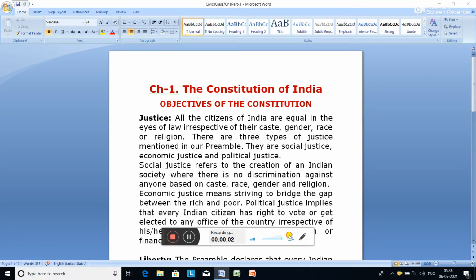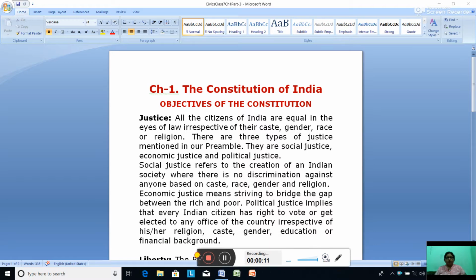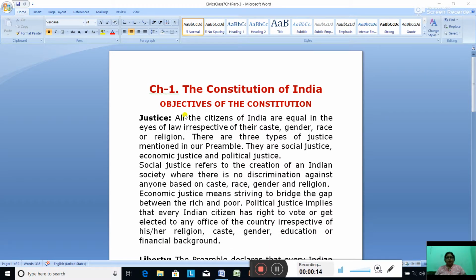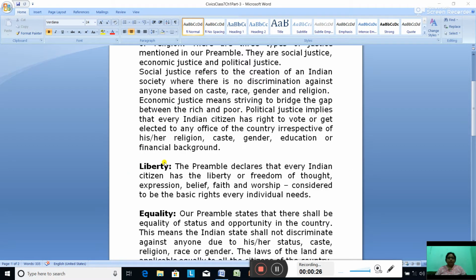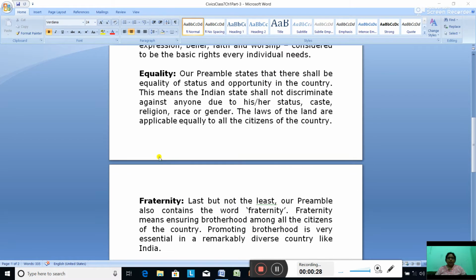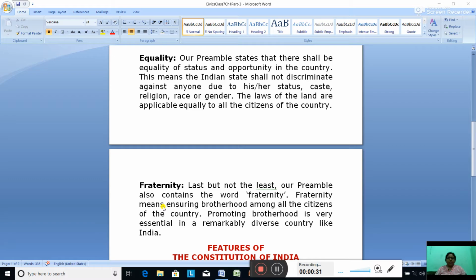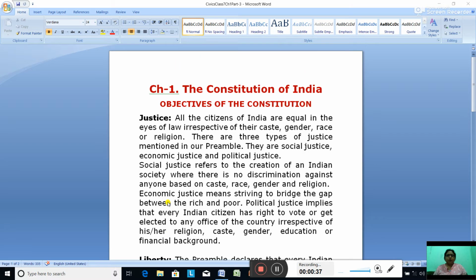Hello children, Standard 7. Now we have completed the preamble and the objectives mentioned under the preamble. Today we are going to do objectives of the Constitution. So what are the objectives which are mentioned in our Constitution? It mentions justice, then we have liberty, we have equality, we have fraternity, and nowadays we have one more, integrity. So, the objectives of the Constitution: justice, liberty, equality, fraternity, and integrity.